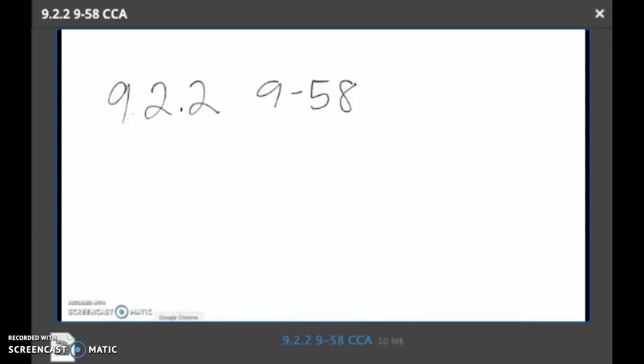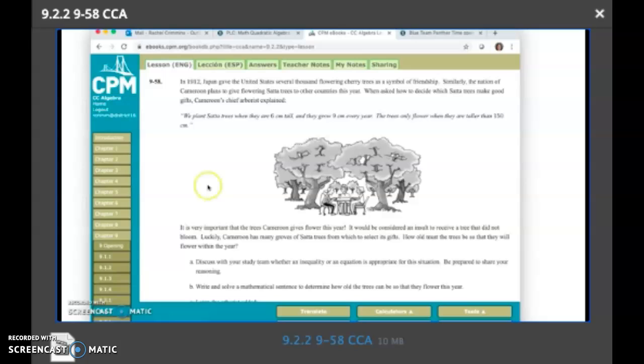All right, so in this problem, it's telling us that we're planting some trees, and they are planted when they are 6 centimeters tall, and they grow 9 centimeters every year. So we know that they are originally 6 centimeters and they grow 9 centimeters every year. That sounds like a linear equation or inequality to me.